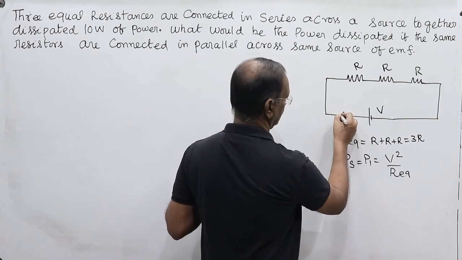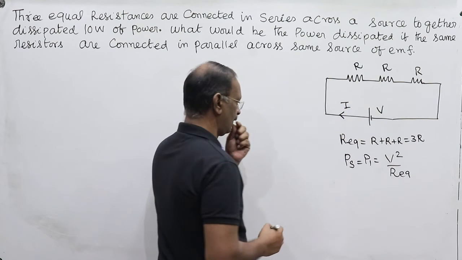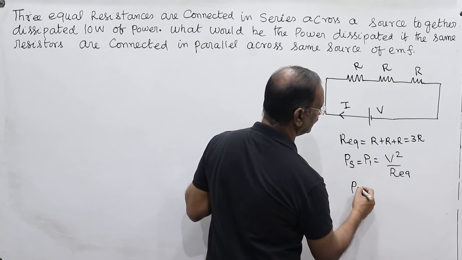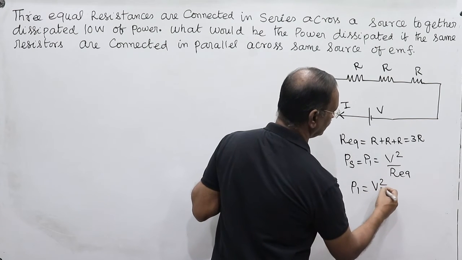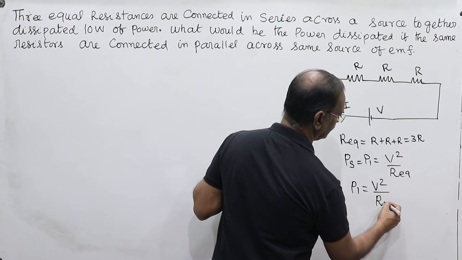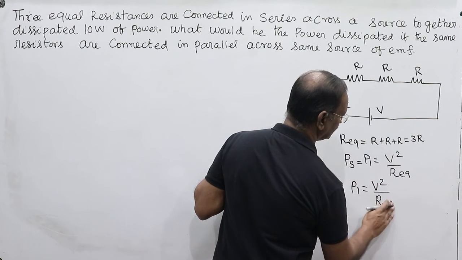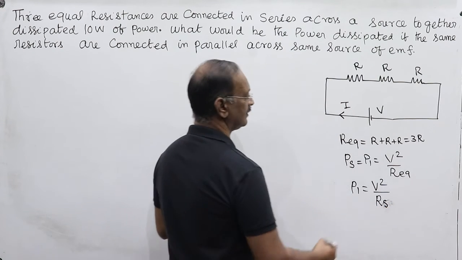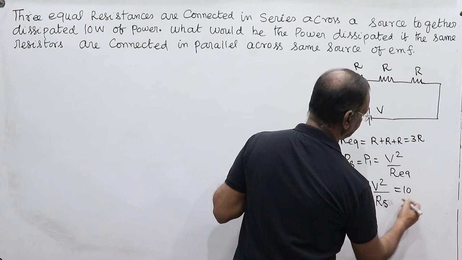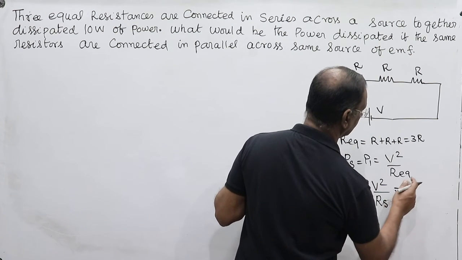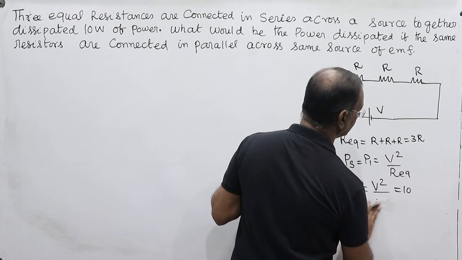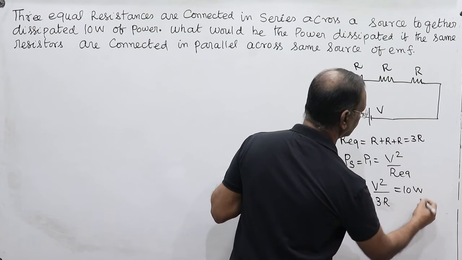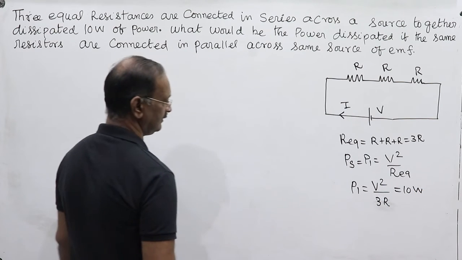So the current will flow like this. Therefore P1 is equal to V squared by R equivalent, that is V squared by 3R, which is equal to 10 watt. This is the first case, where the power dissipated is given.